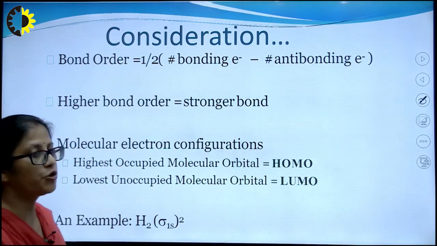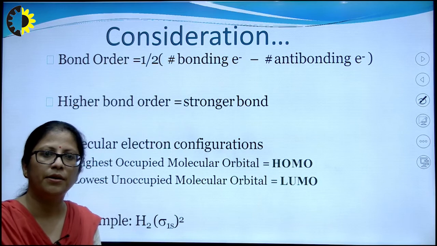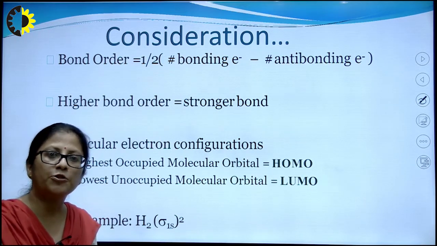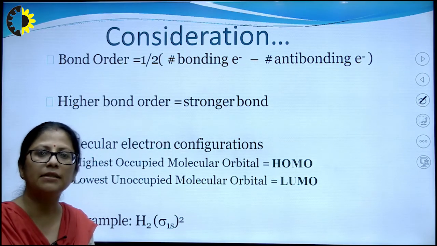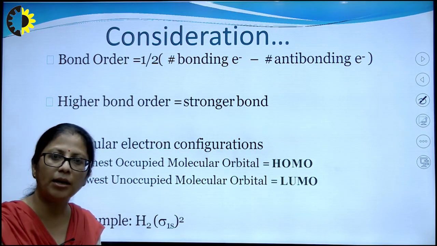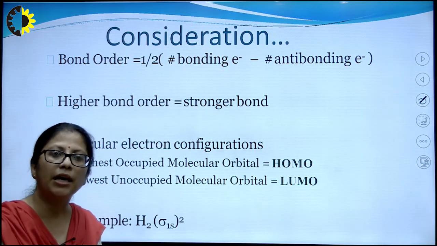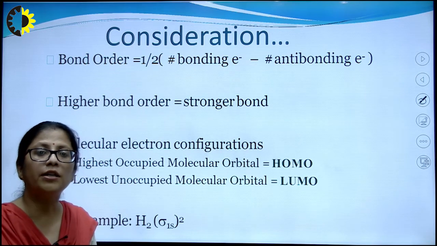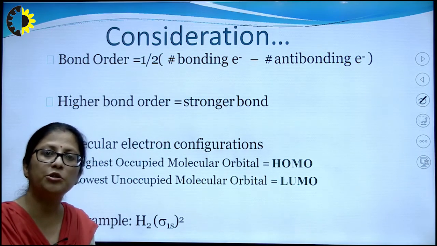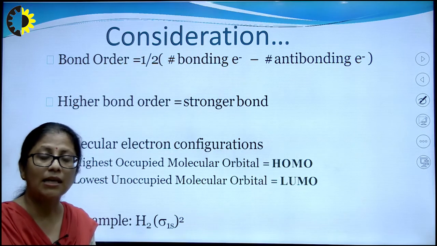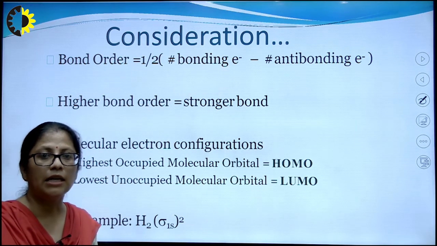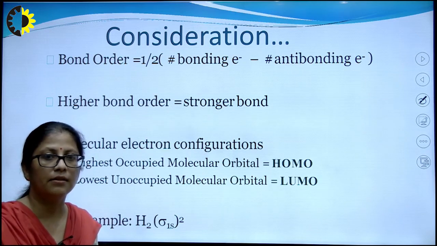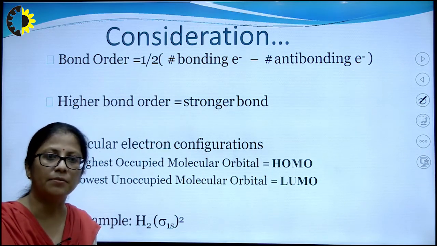Now, the considerations. Bond order. Bond order is given by the number of electrons in the bonding molecular orbital minus the number of electrons in the anti-bonding molecular orbital, divided by 2. The higher the bond order, the stronger the bond formed between the two atoms. And if the bond order is 0, it indicates that the molecule does not exist. There is no bonding between the two atoms.